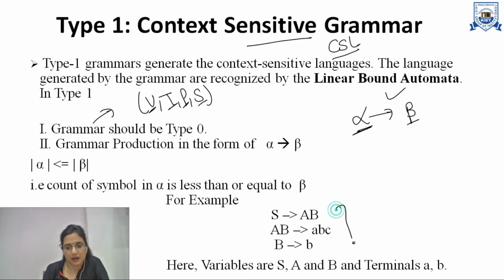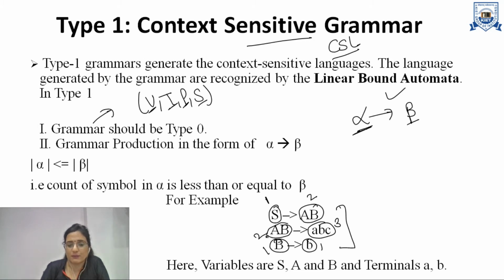So let's take an example. These production rules are in the form of type 1 grammar. Here the length of alpha is 1 and the length of beta is 2, as there are two non-terminals. Here the length of alpha is 2, and the length of beta is 3. Here the length of alpha is 1 and the length of beta is 1. So as we see in this example, the count of symbols in alpha is less than or equal to the count of symbols in beta.